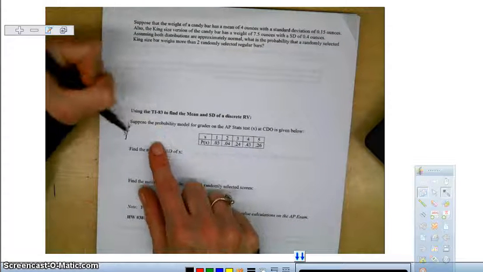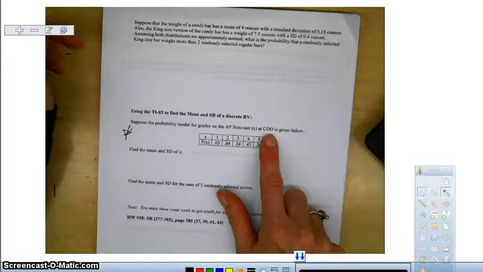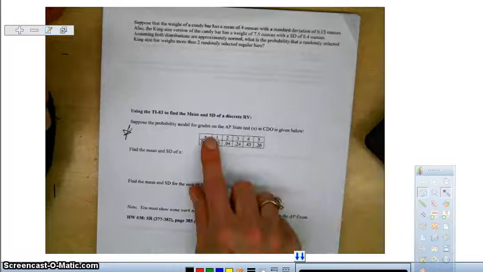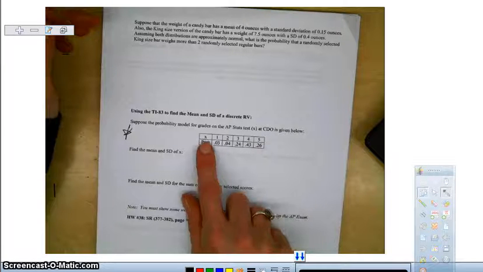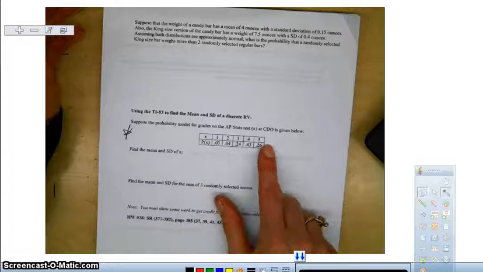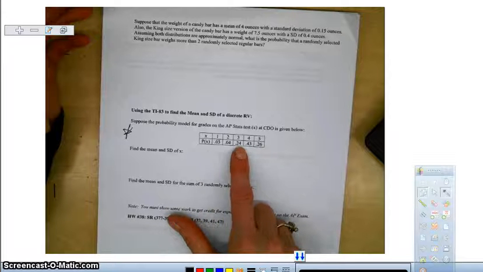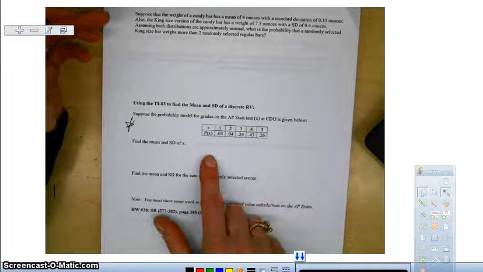This is a probability model for grades on the AP Stats test at a school in Colorado. AP test scores are scored 1 through 5, if any of you have taken an AP exam. Thankfully they don't give zeros, because I think they'd have to give a few. So these are all of the probabilities, and those should add up to what? 1, they do. Okay, so now to find the mean and standard deviation, here's how you do it.